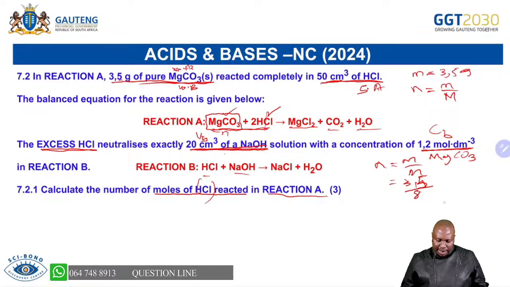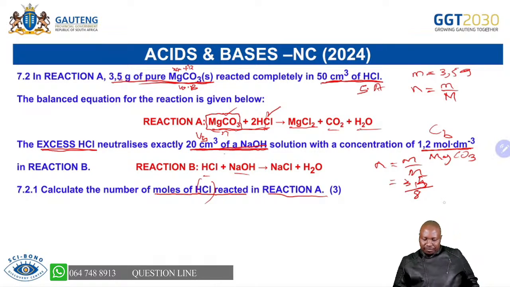3,5. I'm just doing it off my head. Maybe I can use my calculator. It's 24 plus 12 plus 3 oxygens. Each has 16, so 16 times 3. That gives you 48. So you say 24 plus 12 plus 48. And then you are able to get 84. I was correct.